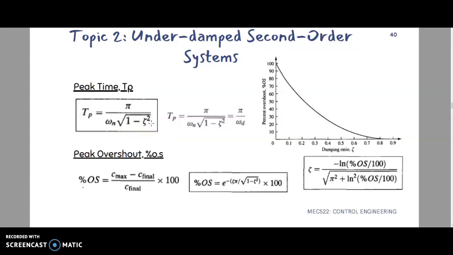And then for percent overshoot, you use this equation: percent overshoot equals e to the power of minus zeta pi divided by the square root of 1 minus zeta squared, multiplied by 100. And you can see also that sigma equals zeta omega n. And this one is used to calculate zeta.